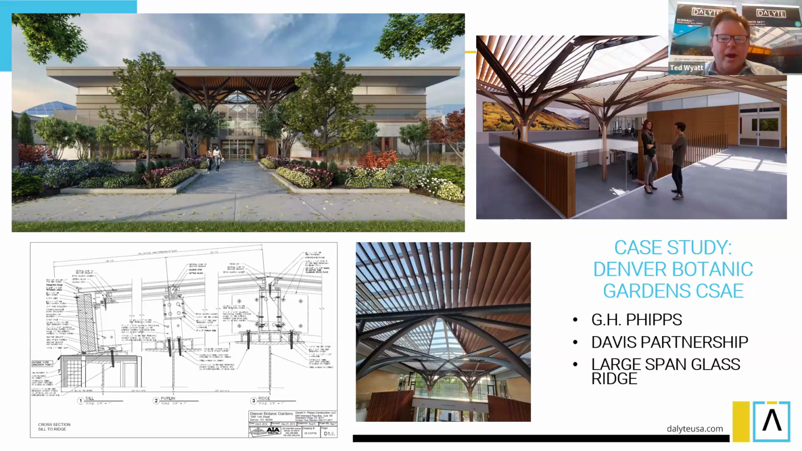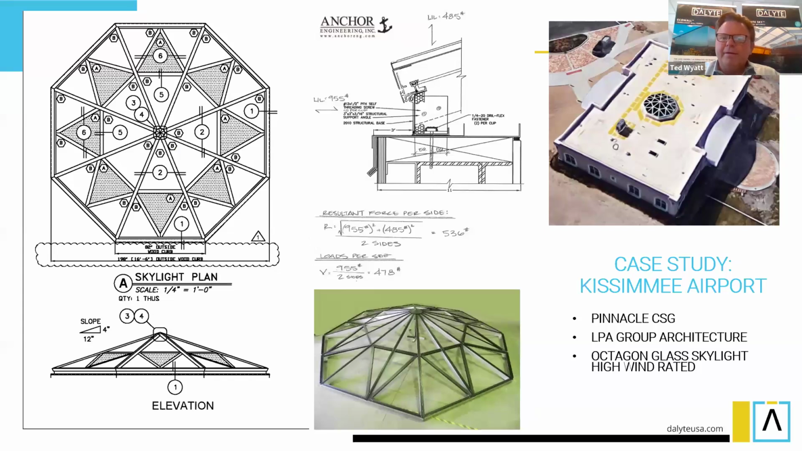The glass on this job was a special frit pattern to give it a leaf look, as you can see on the upper right. They had the steel structure that tried to create this kind of canopy, kind of tree look. So this is Octagon in Kissimmee, Florida.